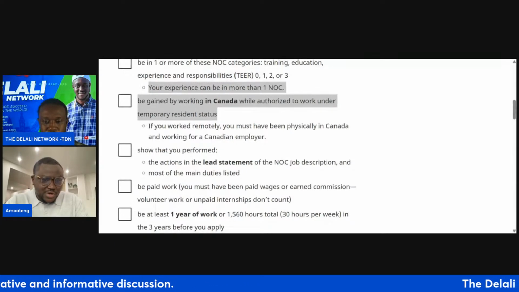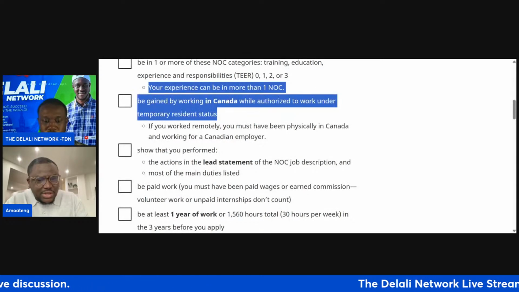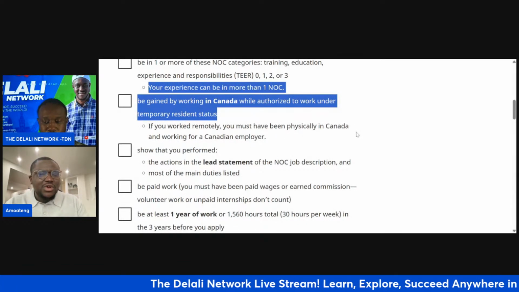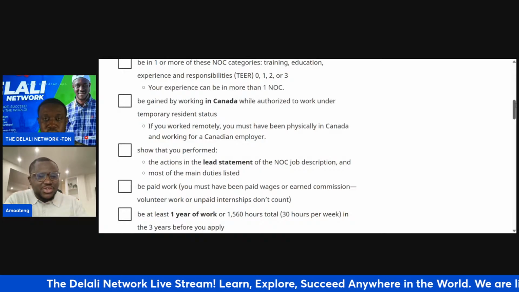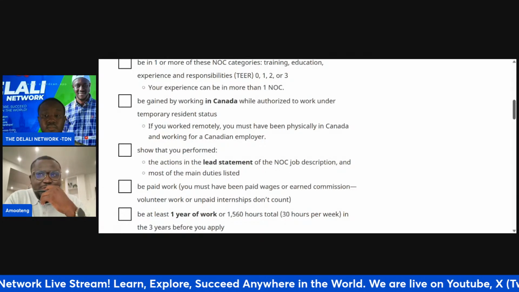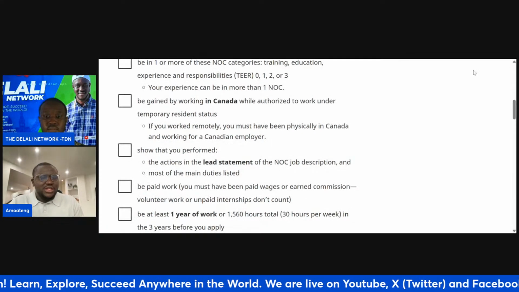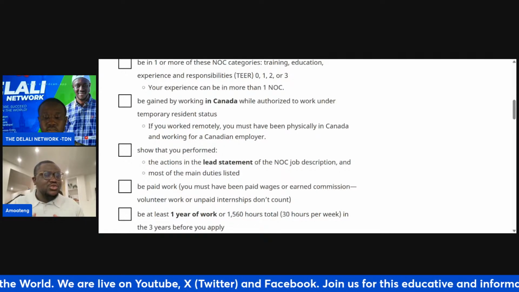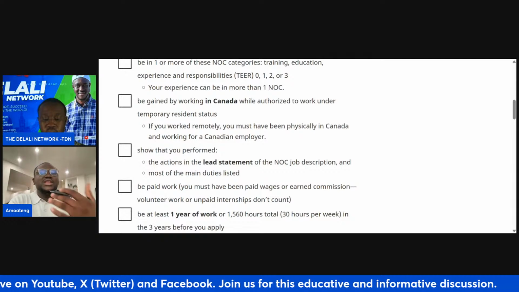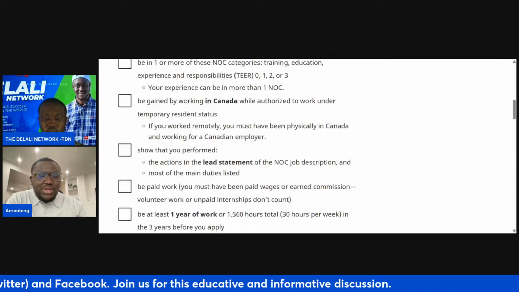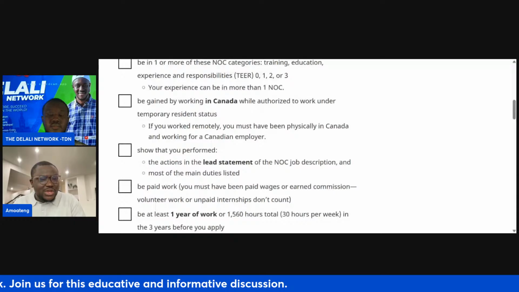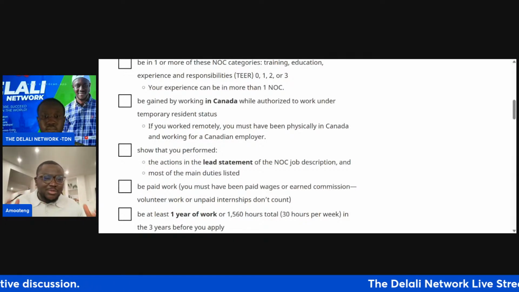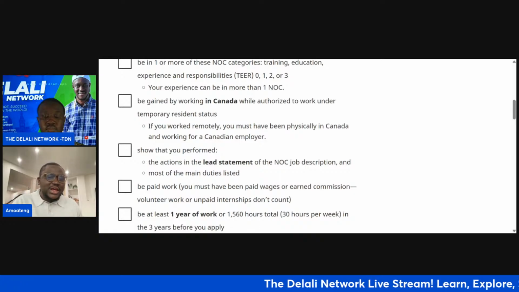So this answers our question. If you are working remotely, you must have been physically in Canada and working for a Canadian employer. The reason I'm stressing this is that you could have Canadian work experience, but at the time you submit your Express Entry profile, you may not be in Canada. When you get an invitation, IRCC would want to know that during the time you had that work experience in Canada, were you authorized to do so? What work permit or status were you doing that job with?